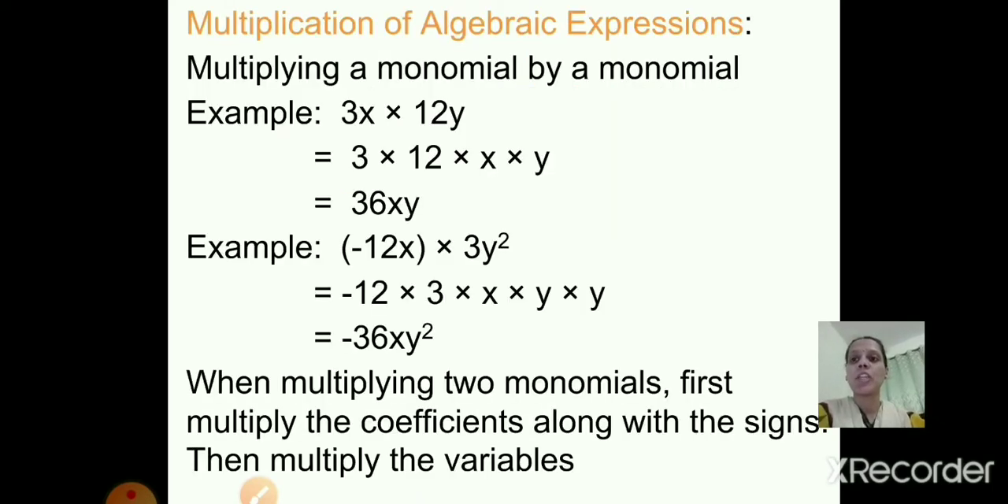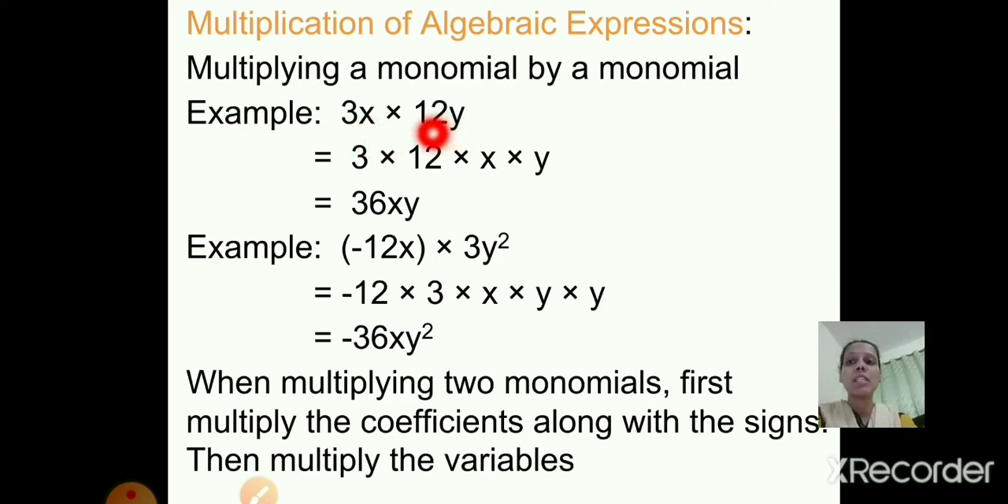So this is multiplication of algebraic expressions. As you can see here, the examples are given. Multiplying a monomial by a monomial. This is the first example. We will multiply a monomial by a monomial, right? As you know, monomial expression means an algebraic expression which has only one term. So here we will see the multiplication of a monomial by a monomial.